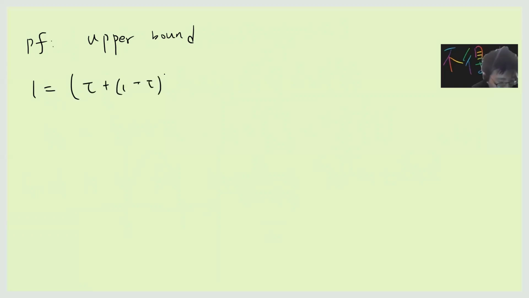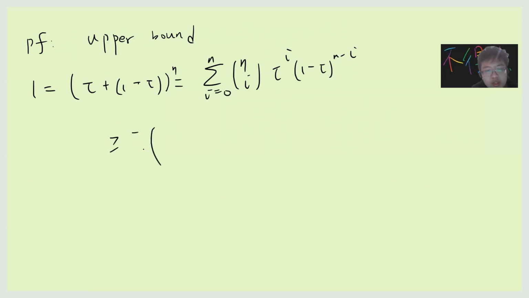Okay, so let's go to the proof. Hopefully it's not difficult. Let's prove the upper bound. The idea is that I can write 1 equals (tau plus (1 minus tau)) to the power of n, and I use the binomial expansion: the sum over i from 0 to n of n choose i, tau^i, (1 minus tau)^(n minus i), which is greater than or equal to the sum with i from 0 up to tau n of n choose i, tau^i, (1 minus tau)^(n minus i).